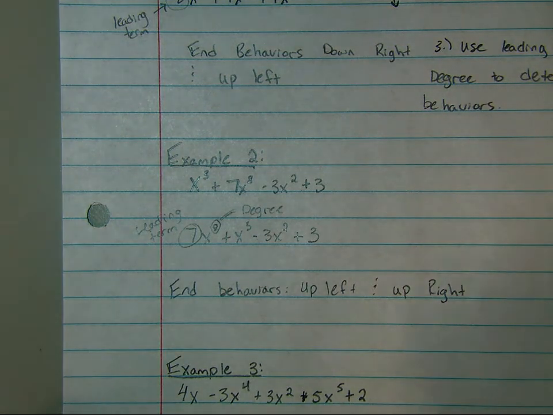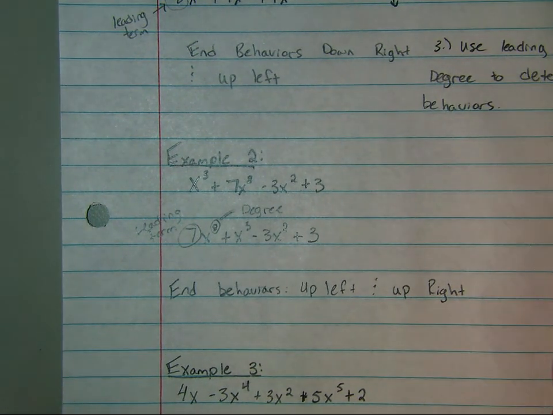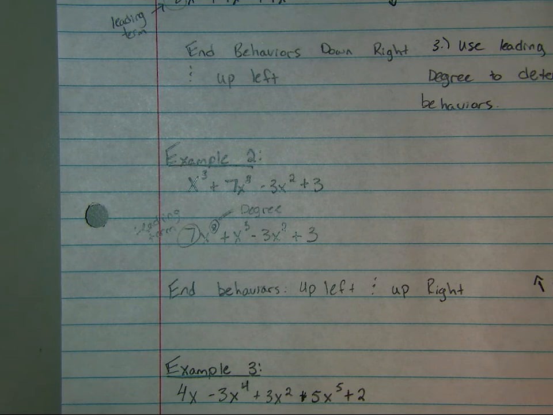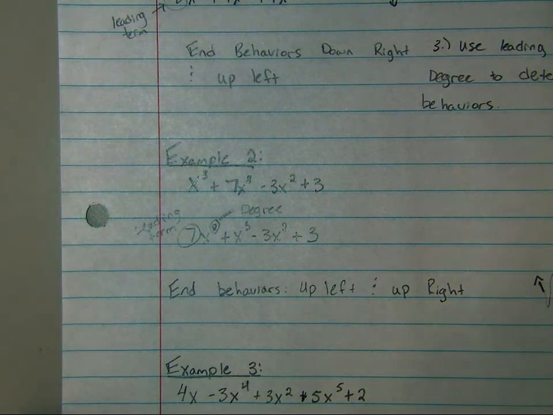And so again, I don't actually know what's going on in the middle, but what I do know is on the right it's going up and on the left it's going up. It could do all sorts of loops. It could jump around and do all sorts of things in the middle. We don't know. All we know is that the end behaviors are up left and up right.